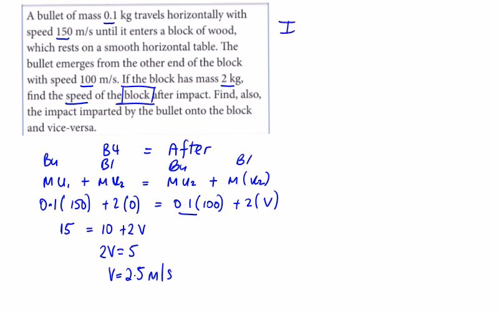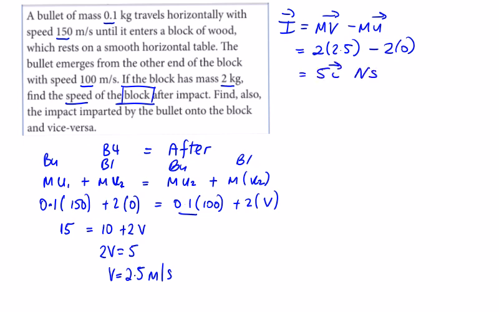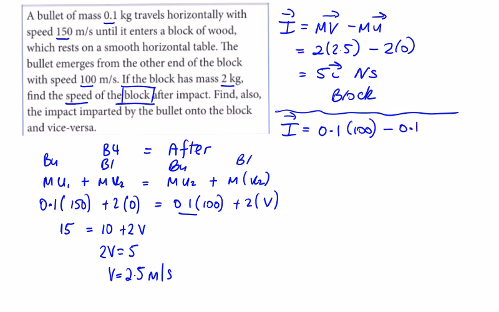Let's have a look at the impulse on the block. So we have mv minus mu. On the block, the mass was 2 and its velocity is now 2.5, and it was at rest, so just 5i Newton seconds for the impulse on the block. What about the bullet? What would you expect to happen here? The impulse on the bullet is equal to 0.1 by 100 minus 0.1 by 150. So we have 10 minus 15, which is equal to minus 5i.